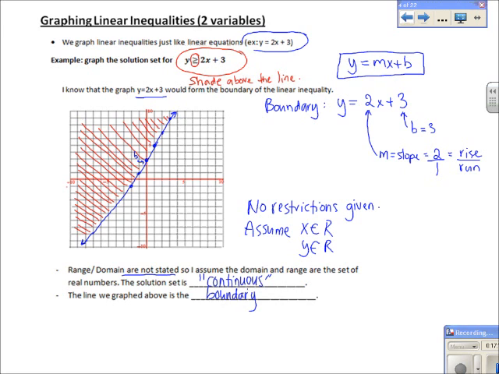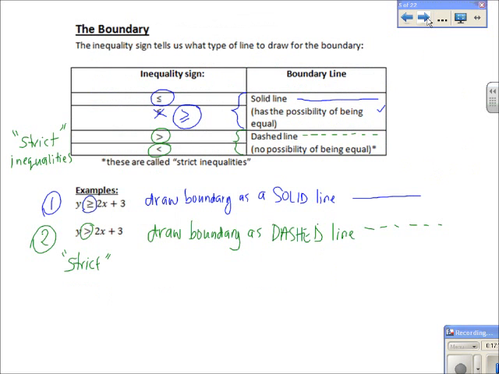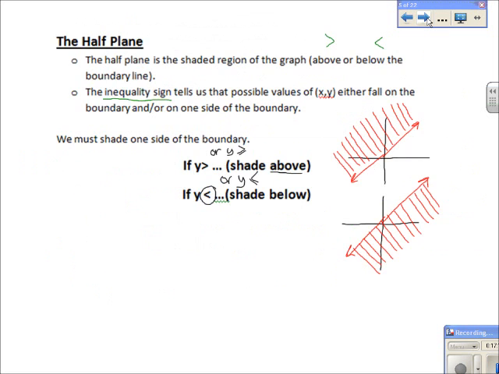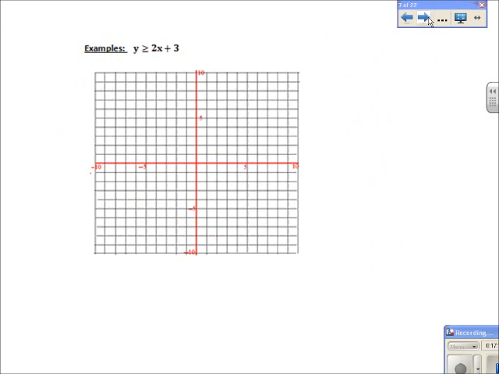Okay, let's flip ahead a little bit more and do some other examples. Two pages forward, let's do this example right here together. Here I have a linear inequality. I know it's a linear inequality because I have an inequality sign in there. I don't see an equal sign.